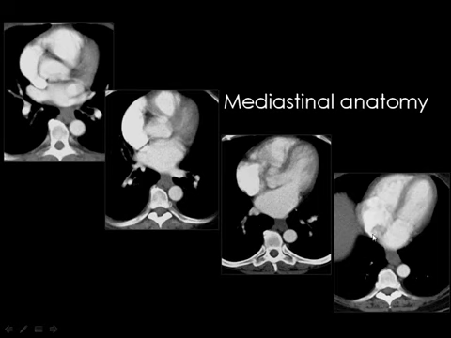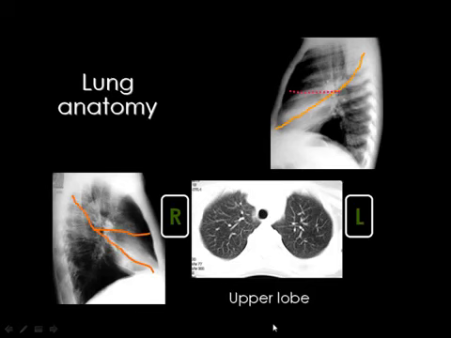And this is the entrance of the inferior vena cava coming from the abdomen to join the right atrium. And this is the dome of the liver and the diaphragm. Then you have finished the mediastinal anatomy, and I will repeat it once more.